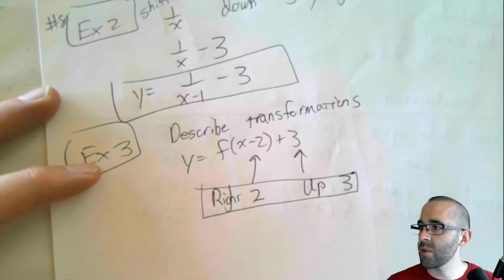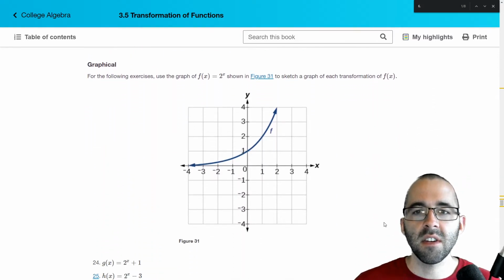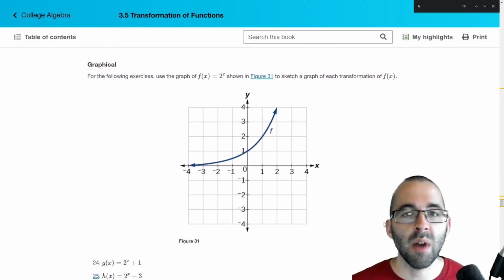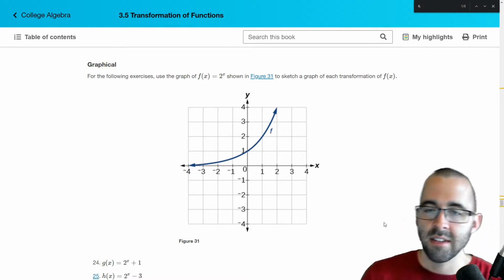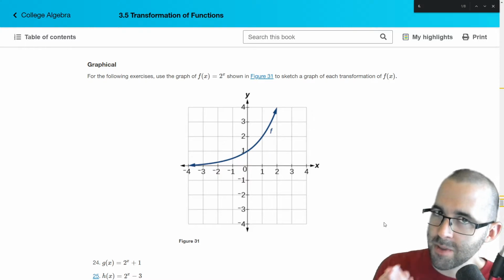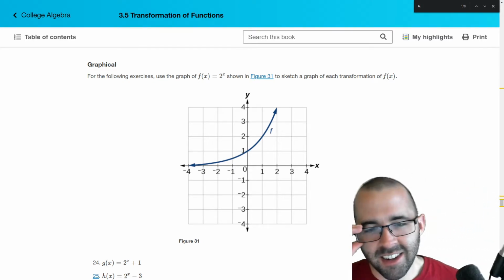Next up, I want to do number 24 on the homework assignment. These are the really good ones. The graphical ones are the most important things to me in this chapter section. And if it's the most important thing to me, that means it has a higher chance of showing up on quizzes and exams.